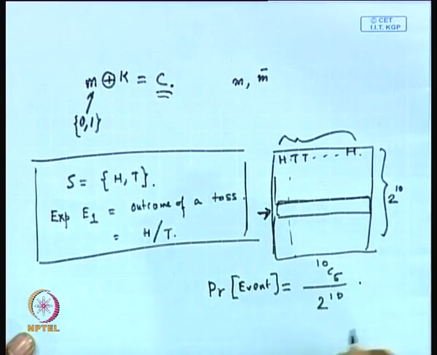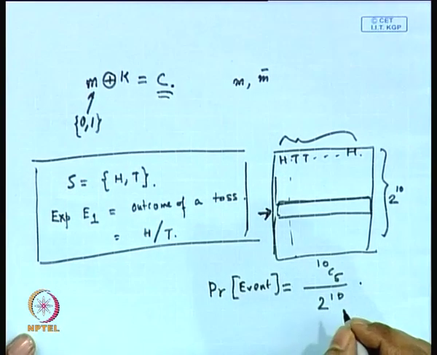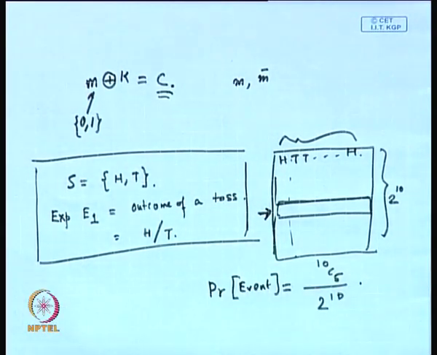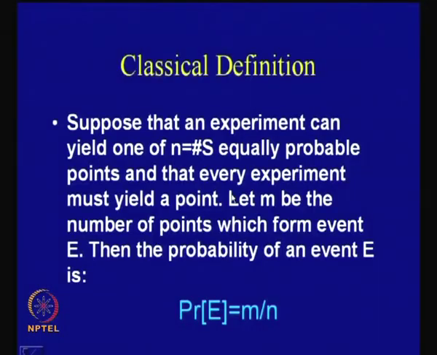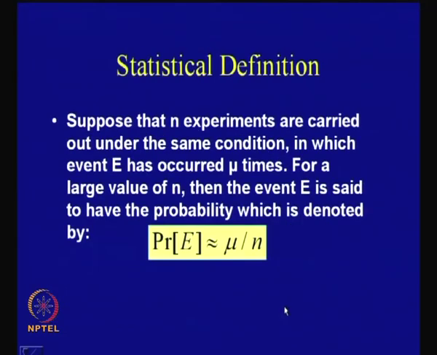So this way of computing the probability is something that we have quite seen. Therefore, if I define it, this is the classical definition of probability. That is, if there is an experiment which yields 1 out of n possible equally probable points, and every experiment must yield a point, and m is the number of points which form the event E, then the probability of an event E is defined as the ratio of m and n. There is also a statistical definition.